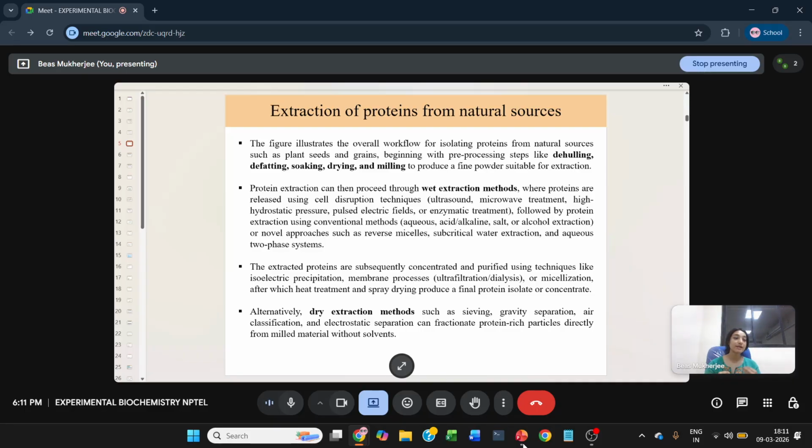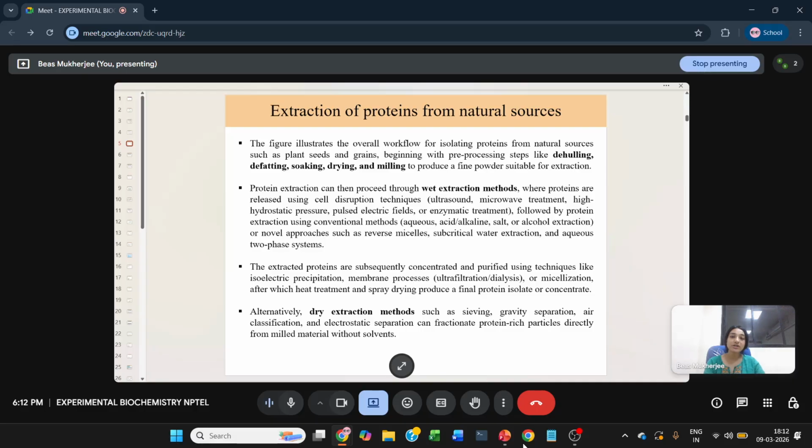Then protein extraction can proceed through wet extraction methods, where the proteins are released during cell disruption techniques using ultrasound, microwave treatment, high hydrostatic pressure, pulse electric fields, or enzymatic treatments, followed by protein extraction using conventional methods, aqueous or acid and alkaline methods, then salt and alcohol extraction procedures, right? Or novel approaches such as reverse micelle, subcritical water extraction, and aqueous two-phase systems. So you can read about these if you're interested.